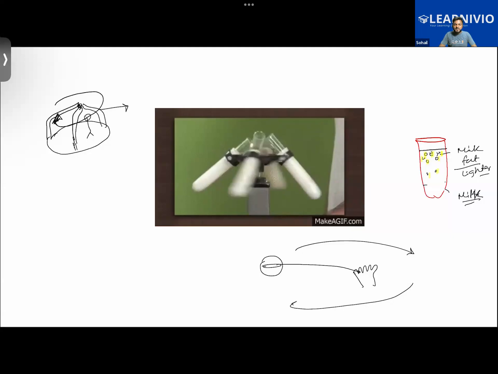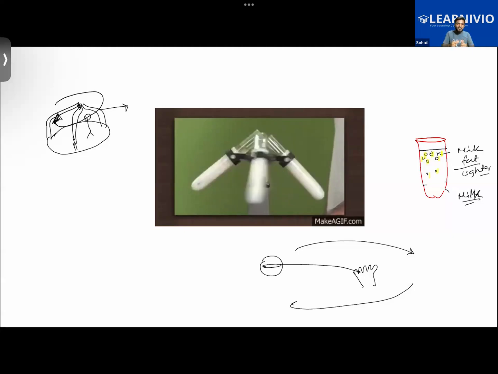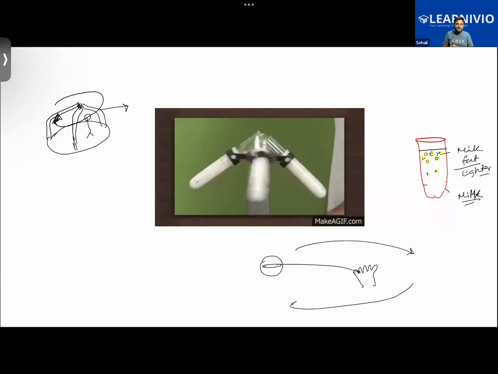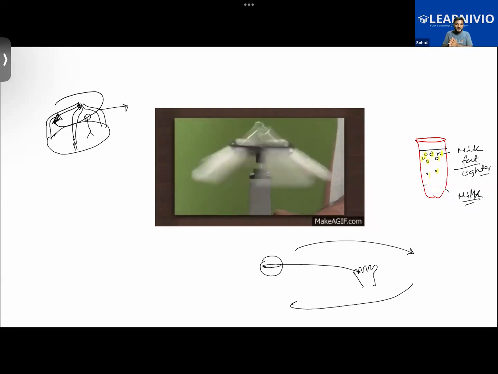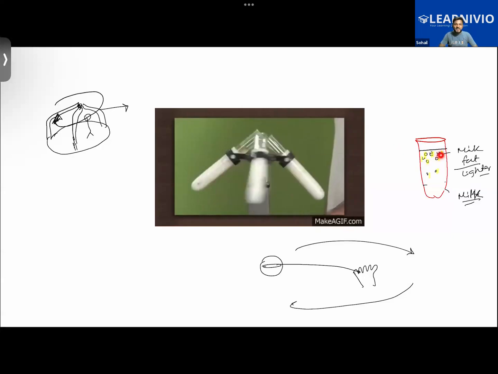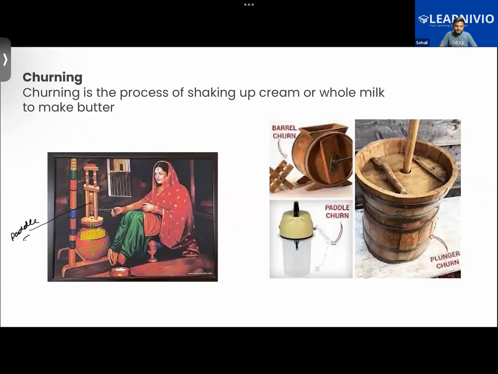Or do you guys ever experience this, when you are in a car and your car takes a sudden turn, you feel like you are being pulled in the outward direction, like someone is pulling you. So in the case of spinning, the particles present in the liquid will experience an outward force that is called centrifugal force.